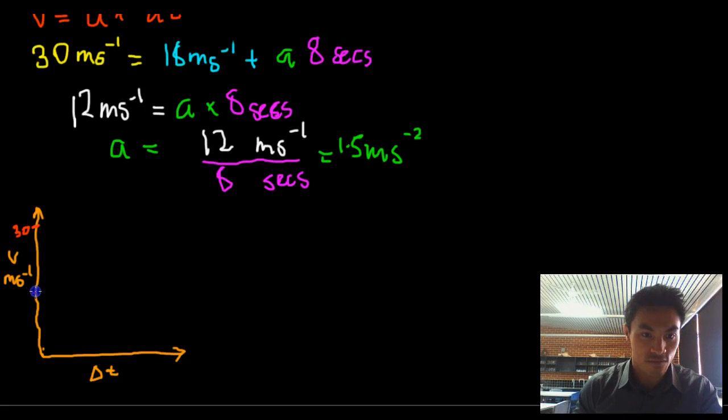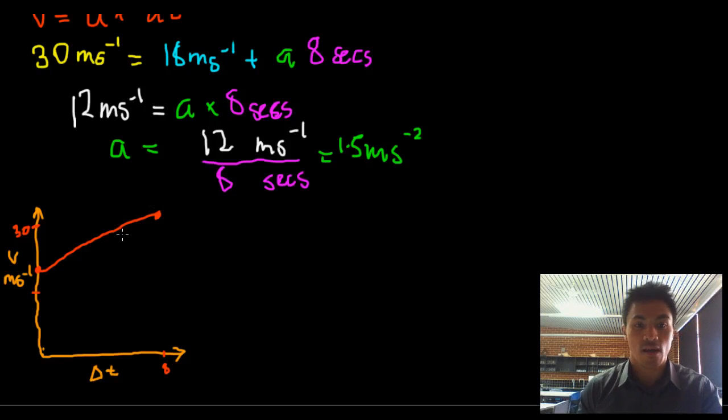So if this is 15 here, our initial velocity is going to be somewhere there, which is 18 meters per second. And then we know after 8 seconds, it will reach its maximum velocity in that 8 seconds.